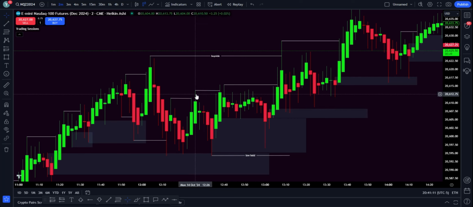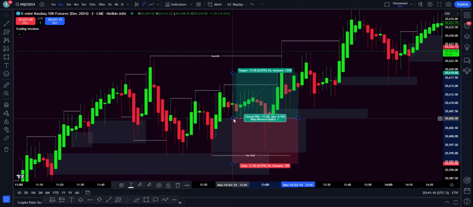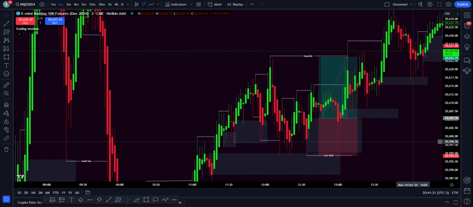So as you can see, breaker structure happened over here on the 2 minute mark. Came back to retest this order block over here and pushed all the way up. So entry over there, 1 to 6.2.